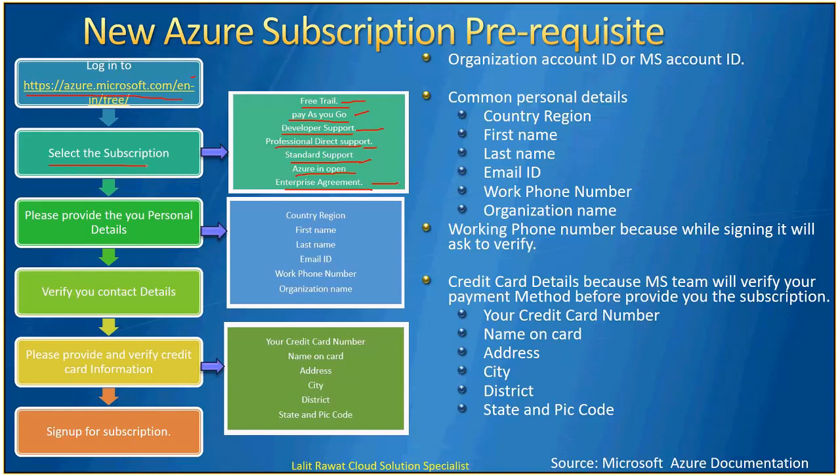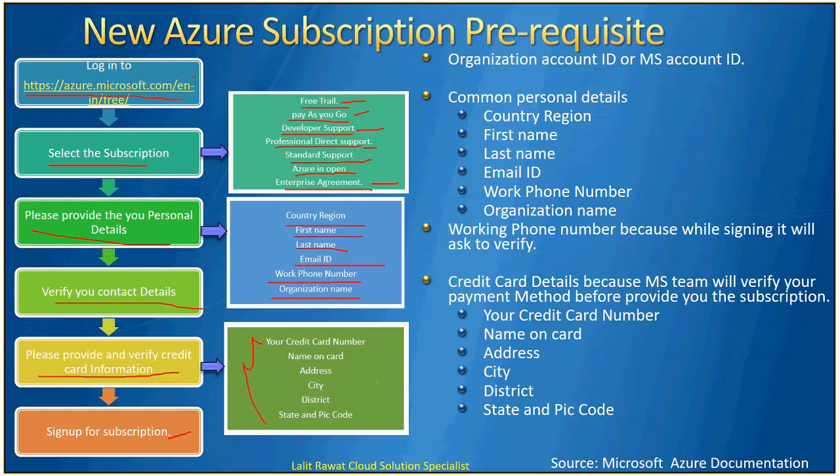Then you select the subscription, provide your personal details, verify your account, and provide the credit card information to sign up for the subscription. You select the country and region, then enter your first name and last name, the email ID, your work phone number, and the organization name.